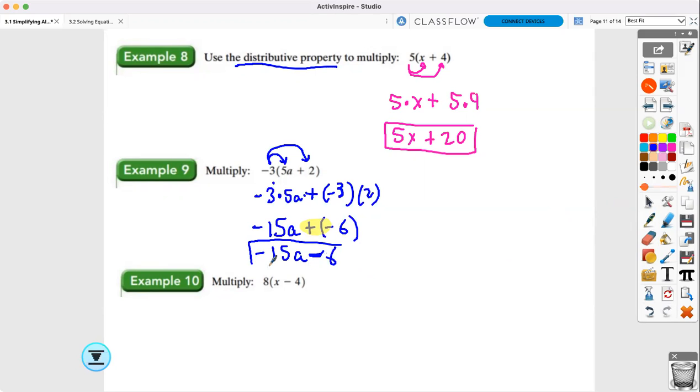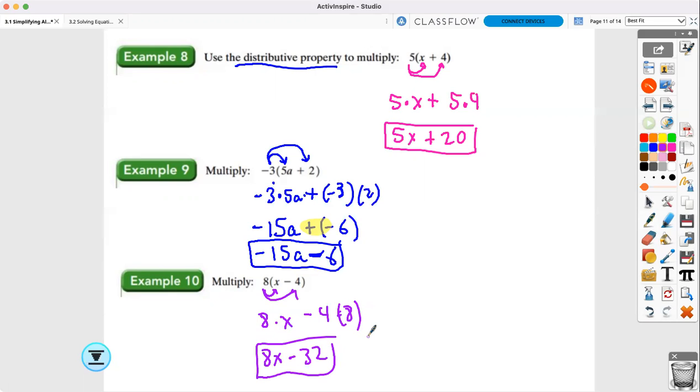All right. Now for the last one, we're going to distribute 8 to X and 8 to -4. So we'll get 8 times X minus 4 times 8. Well, 8 times X is 8X. -4 times 8 is -32. And we're done.